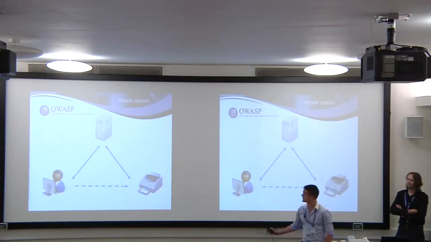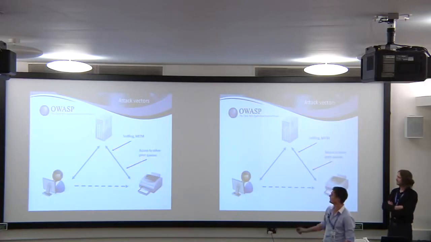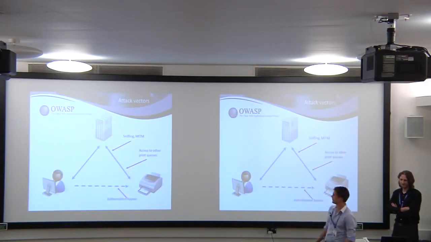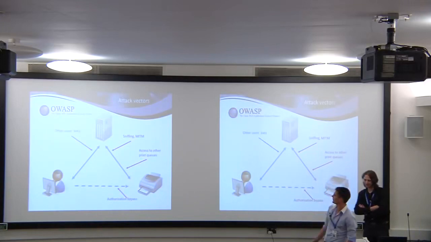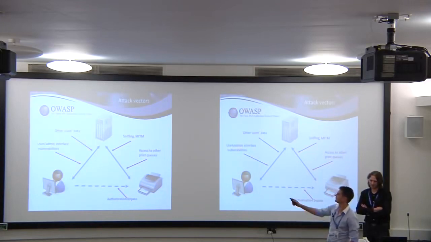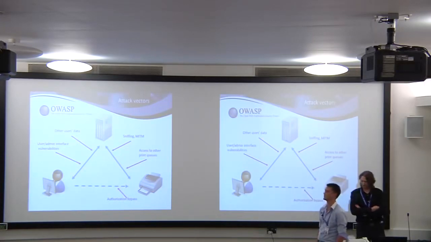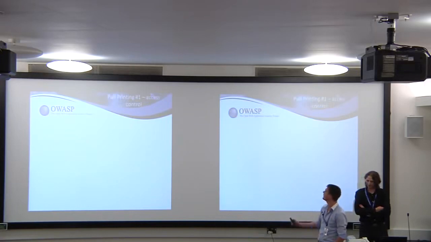So the attack vectors for these solutions are a man-in-the-middle attack on the line between the server and the printer, and we'll also try to access the other print queues there. We'll try authorization bypass near the printer and stealing users' data on the server interfaces. And if there are any, for example, web interfaces, we'll try to find some vulnerabilities there.